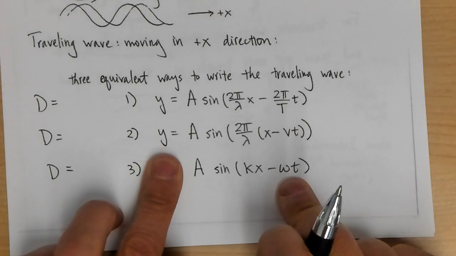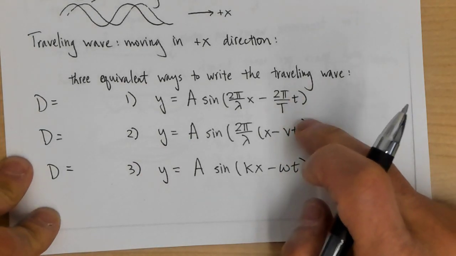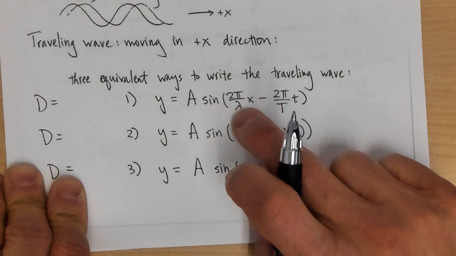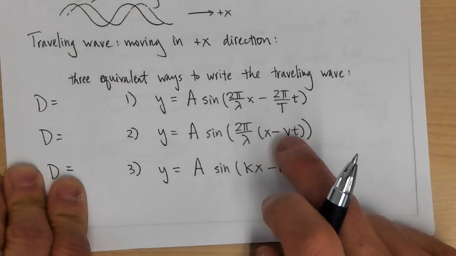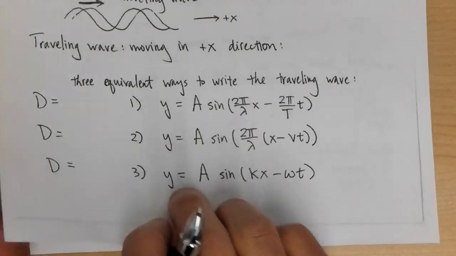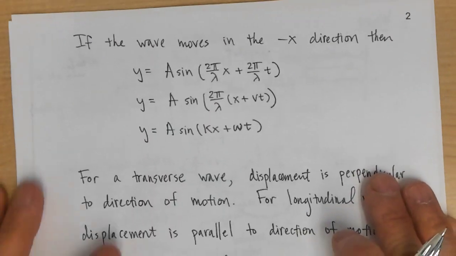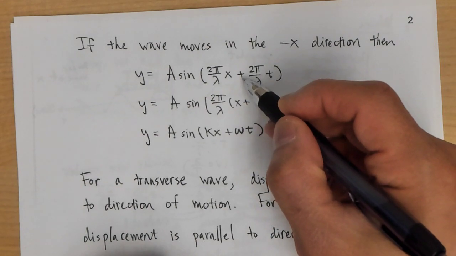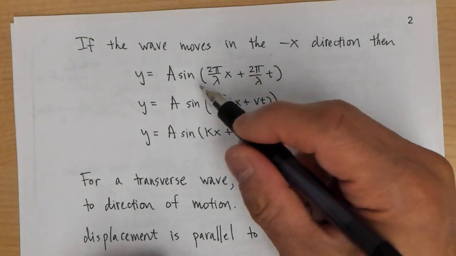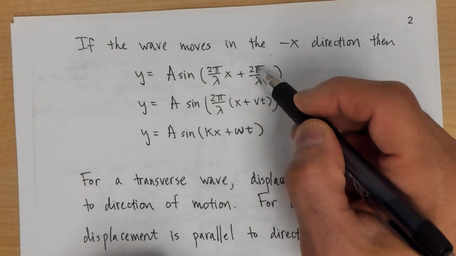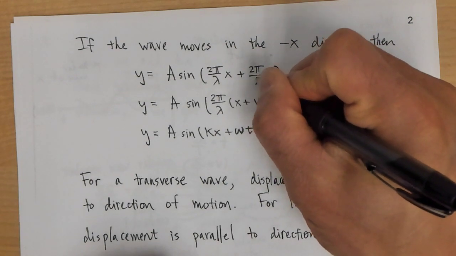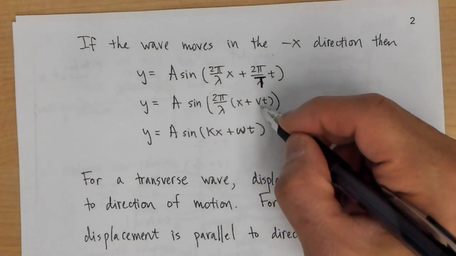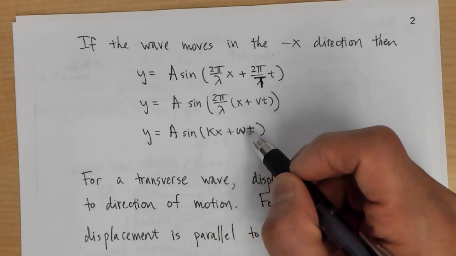So k is the wave number, and omega is the angular frequency. So these three ways are equivalent ways of writing this traveling wave moving in the plus x direction with wavelength lambda, with period T, and as a result, wave speed v. Let's go on. If the wave is moving in the negative x direction, then where we had the minus signs, we get plus signs. Plus here, plus there, plus here. A sine of 2 pi over lambda x plus 2 pi over capital T t, and A sine of 2 pi over lambda x plus vt, and A sine of kx plus omega t.